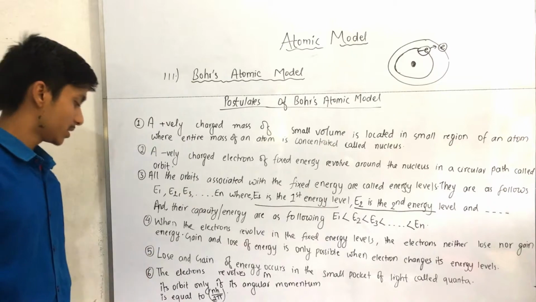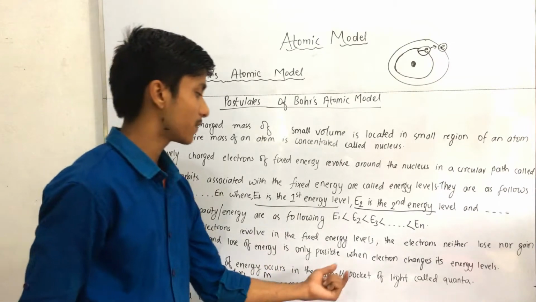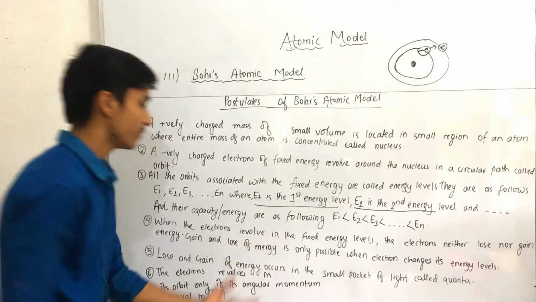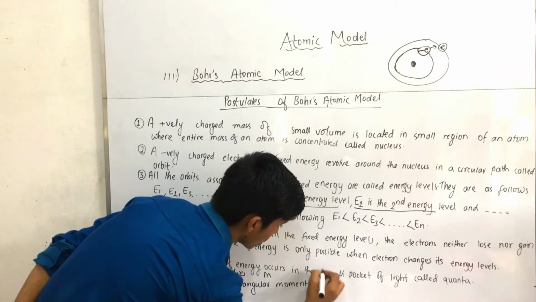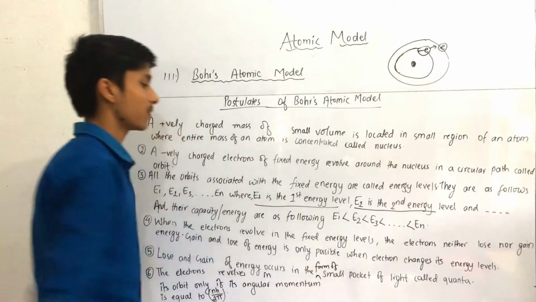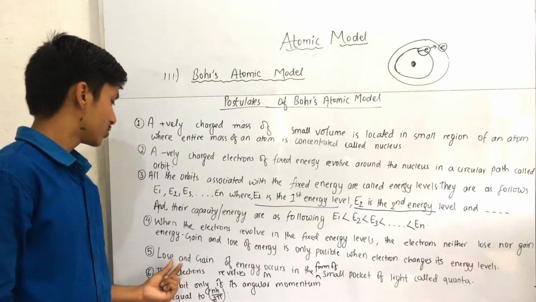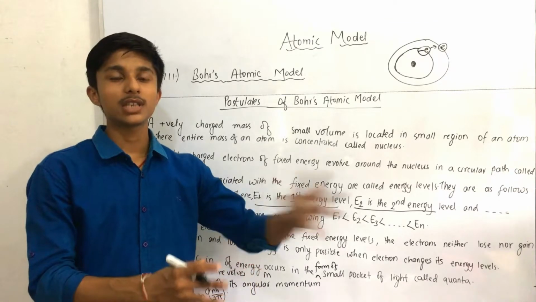Fifth point: loss and gain of energy occurs in the form of a small packet of light called quanta. So this is simply how to understand the loss and gain of energy.